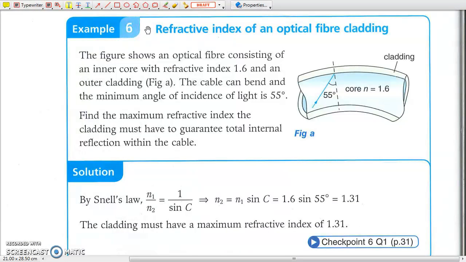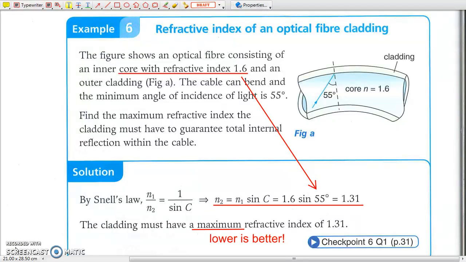Example 6. Refractive index of an optical fiber cladding. The refractive index of cladding must be larger than 1, of course, but smaller than that of the core. It is better if it has a lower refractive index to reduce chances of light leakage. The maximum refractive index of the cladding is given by the equation η2 = η1 sin C.